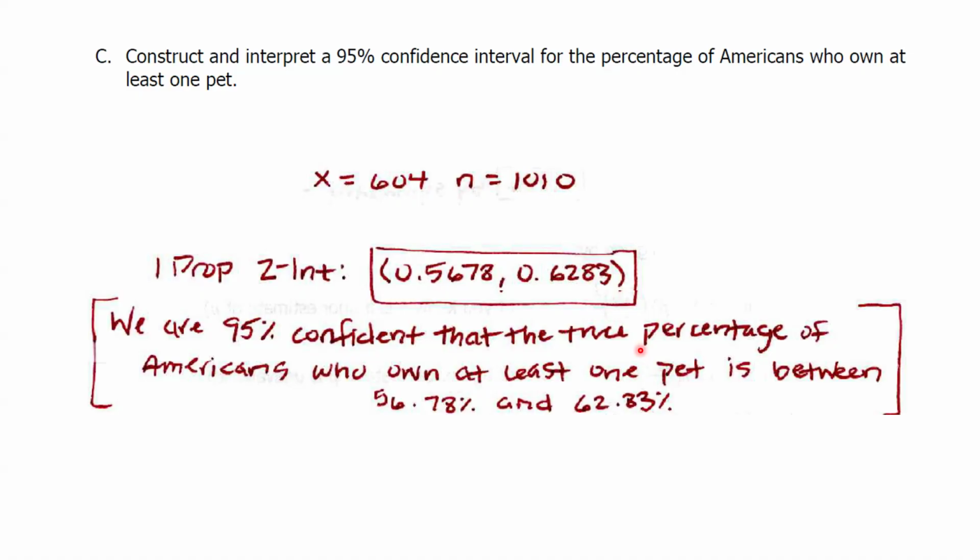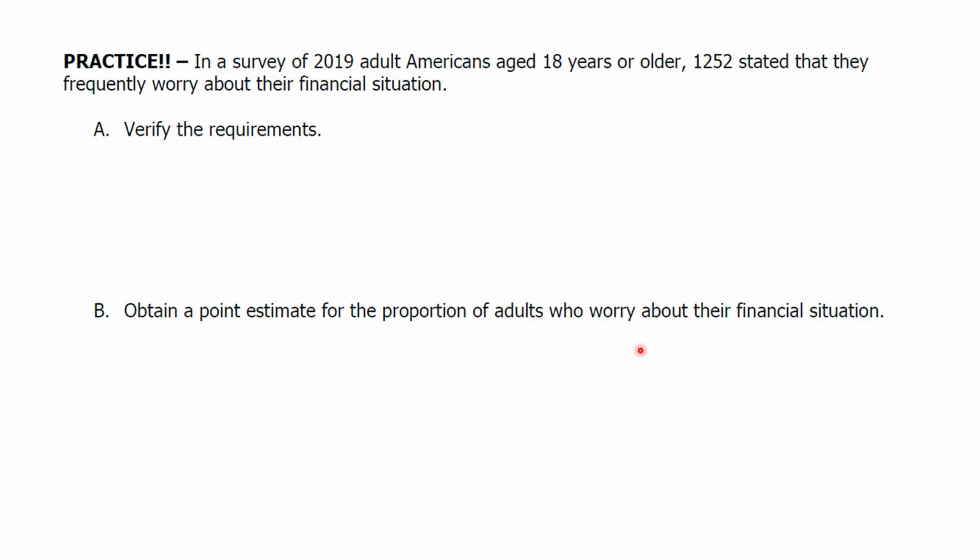Okay. So our interpretation will be that we are 95% confident that the true percentage of Americans who own at least one pet is between 56.78% and 62.83%. Okay. All right, so now let's pause, and I would like for you to attempt this next practice problem.